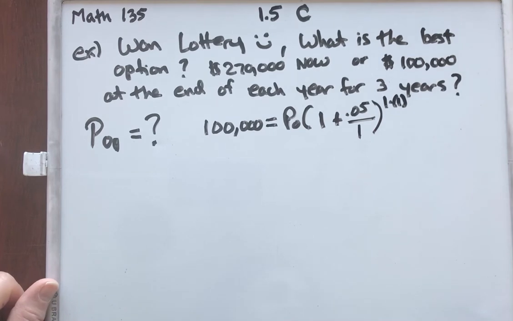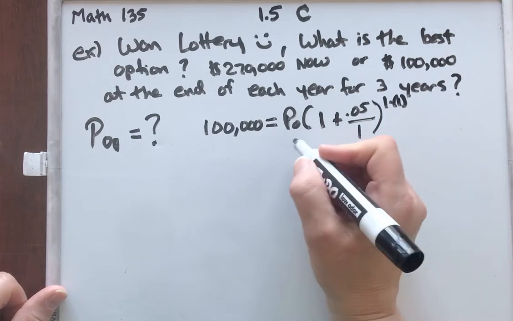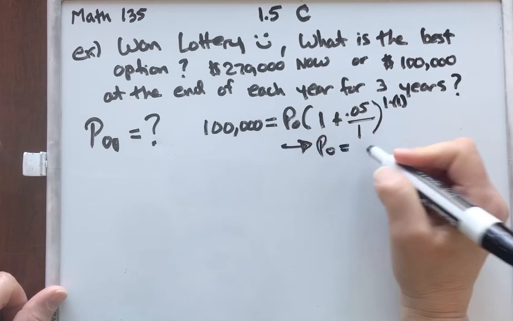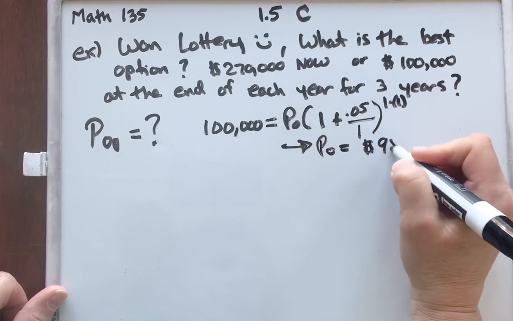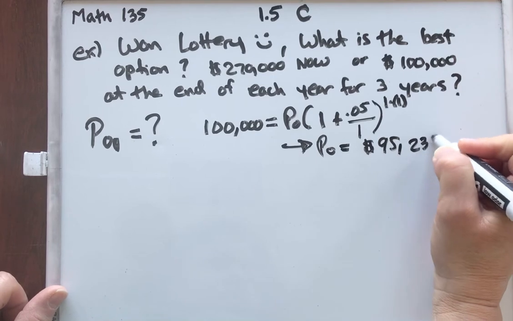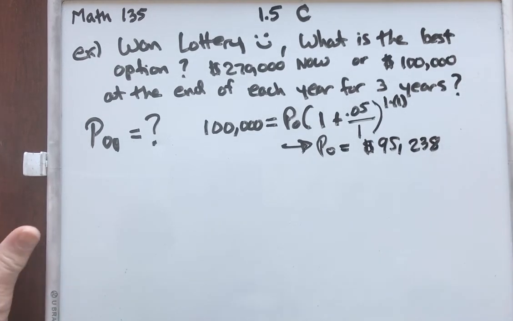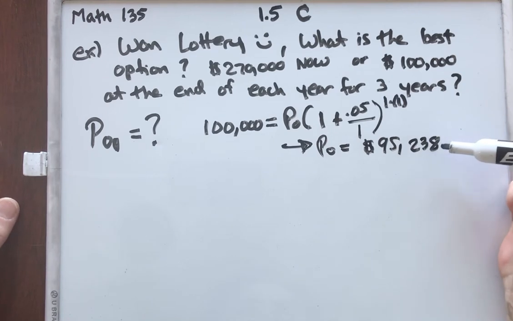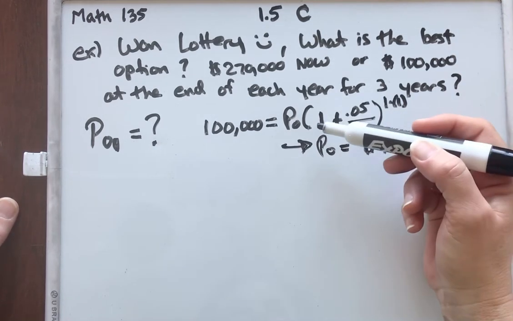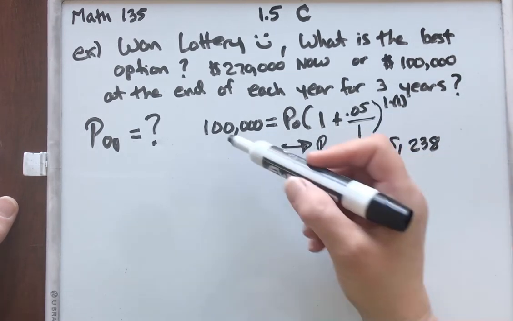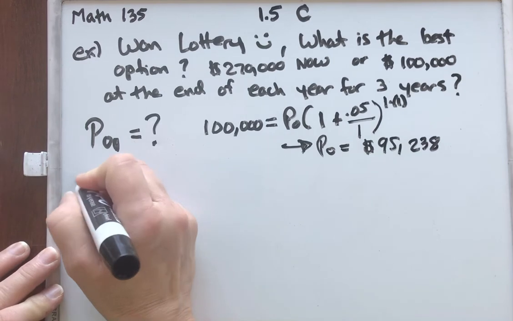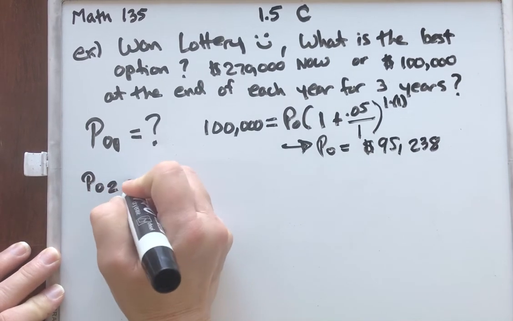Okay. So when we do all this work, we're going to find out that P0 equals $95,238. So for the first year, the Lottery Commission would have to put in $95,238 into this account so that at the end of the year you'd have $100,000. Okay, so let's go P0 on 2 years.